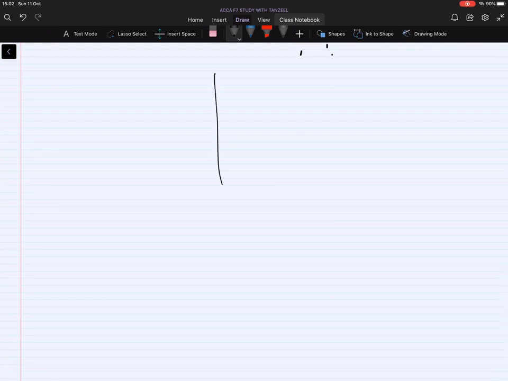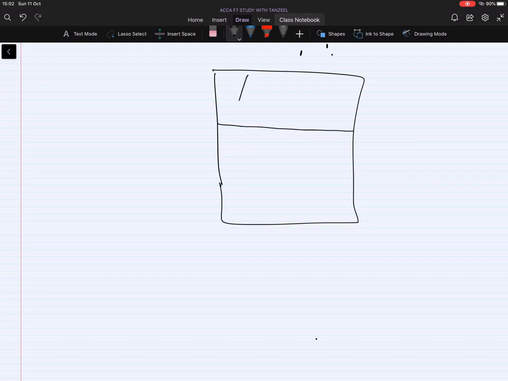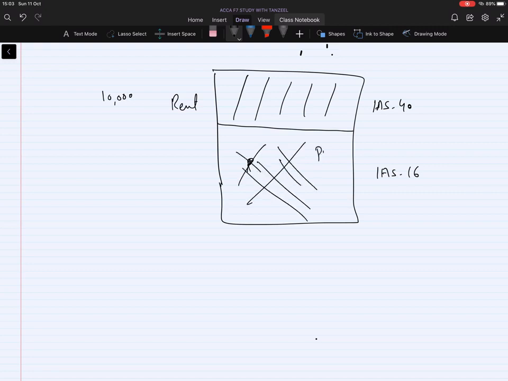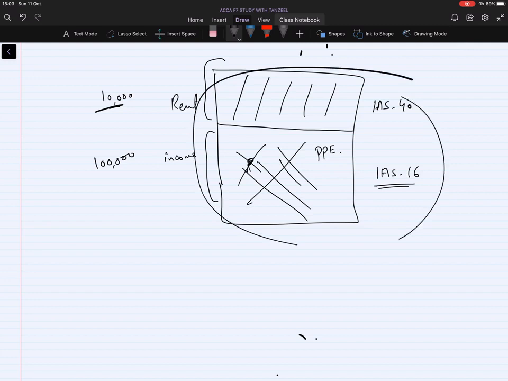Suppose you have a building like this, and suppose this much is your rent, which is 10,000. For the rest, you want to see which standard to apply, IAS 16 or IAS 40. The rest is with your business, which is your PPE. In this portion you are earning rent of 10,000, but for business use you have, suppose, 100,000 income. It means IAS 16 is more significant, so apply IAS 16 on all of this, and keep this under IAS 16.